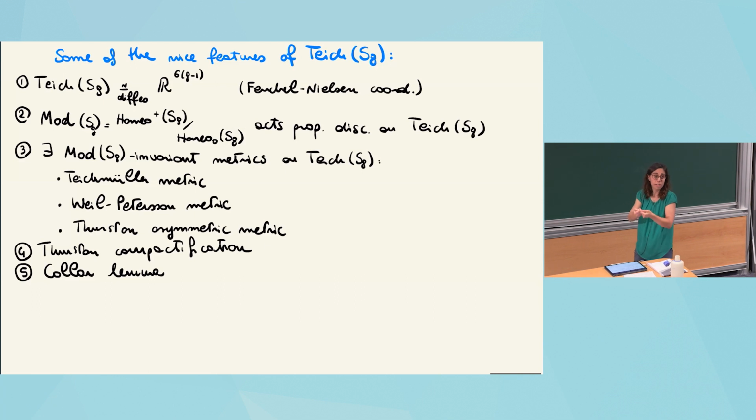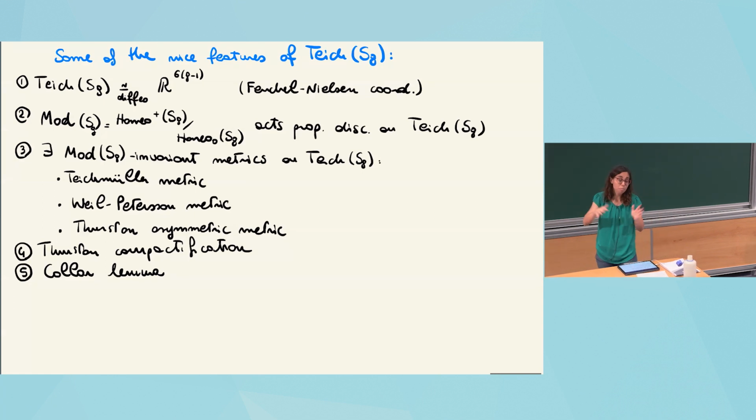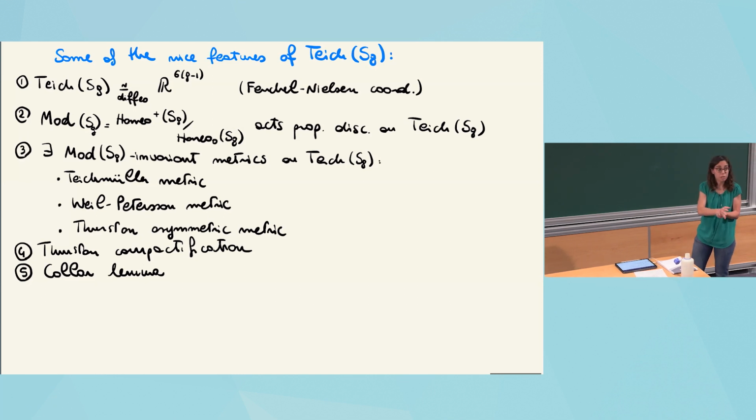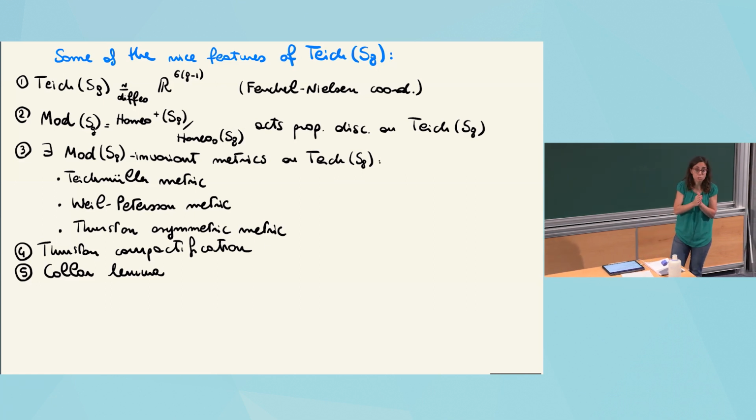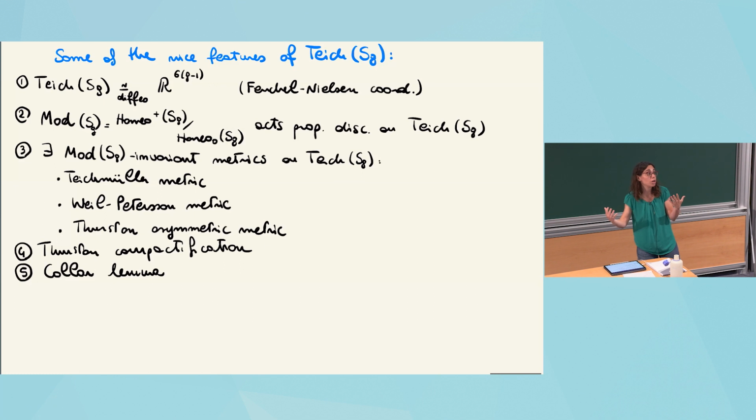When you look inside the character variety, these give you a topology, but in fact you have more. You have a metric structure, and you have much more structure than I will discuss today, but you have this nice mapping class group invariant metric. You have a nice compactification of Teichmüller space, and you have the collar lemma.